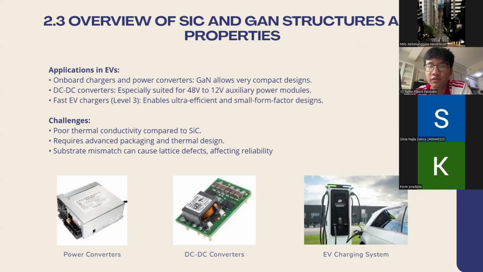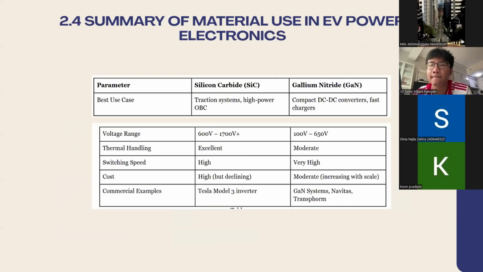The challenges for GaN: lower thermal conductivity, requiring advanced packaging and thermal design, and substrate mismatch, which causes lattice defects and affects reliability. So this is the comparison of silicon carbide and gallium nitride.